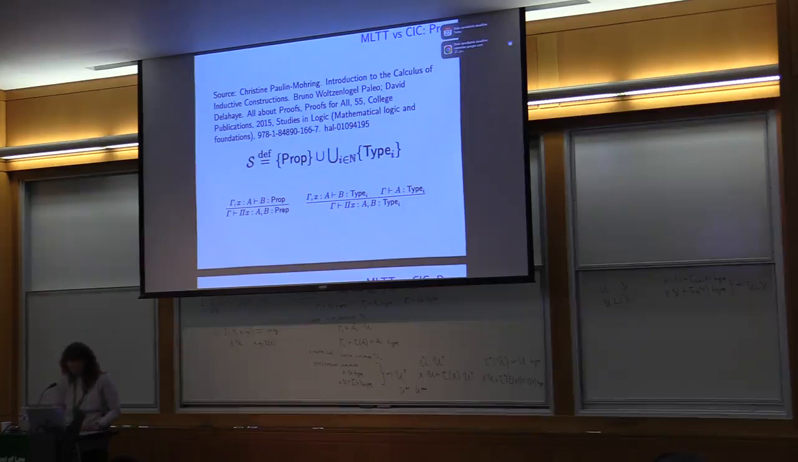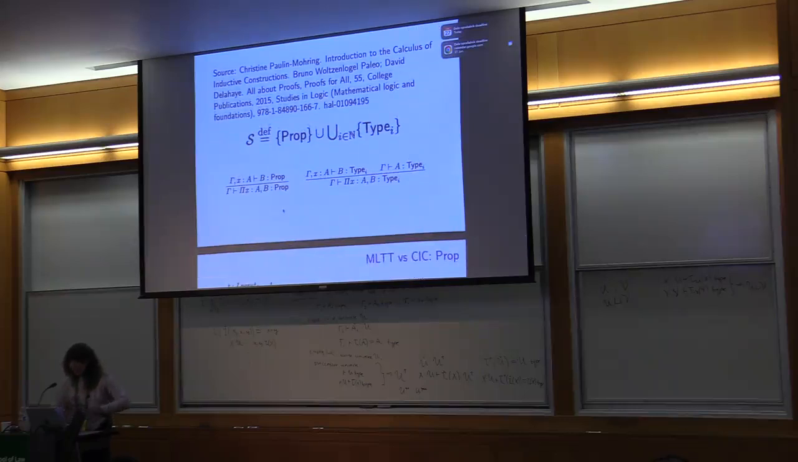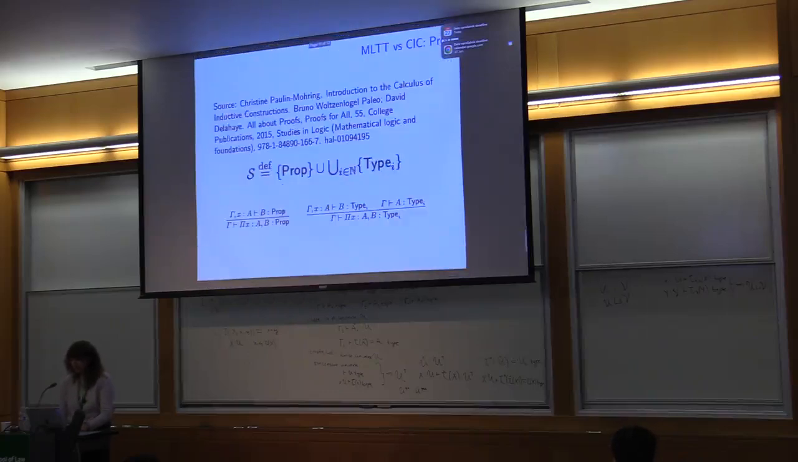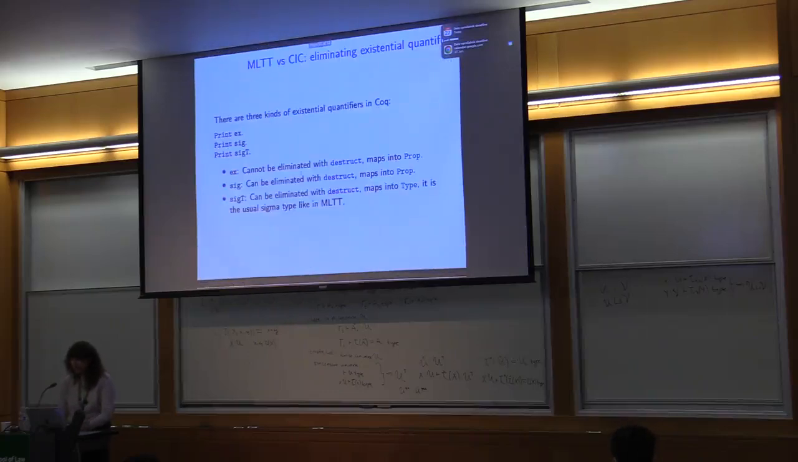And the reason to do this is to hide computational content where we think it shouldn't be there. Okay? So I will show you an example rather than do the full-on theory. I'll show you how it looks in practice. Okay? So here is how it looks in practice. There are three kinds of existential quantifiers in Rocq. There's ex, there is sig, and there's sigT. Okay?